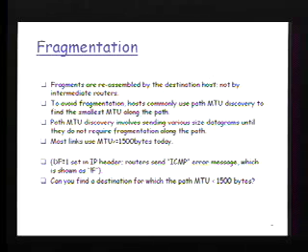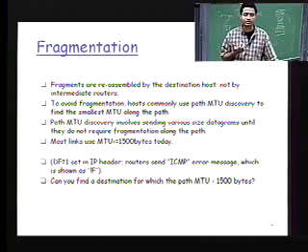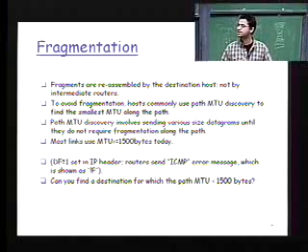So typically a host will find out the smallest MTU along a path, and once it has discovered what the smallest MTU is, it will never transmit packets which are larger than this smallest MTU.